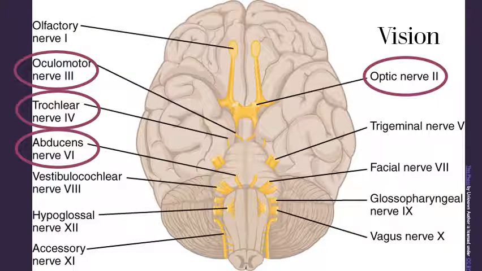Next, we will discuss vision impairments. This is a depiction of the underside of the brain that shows the branches of the 12 cranial nerves. Circled are those that are responsible for seeing, the optic nerve as well as eye movements, nerves 3, 4, and 6. Damage to either of these can cause impaired vision.